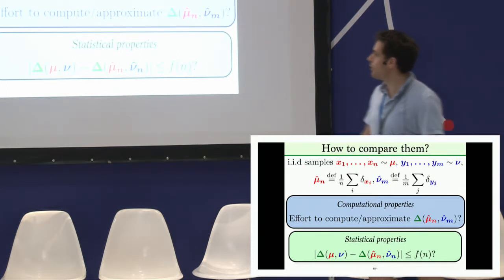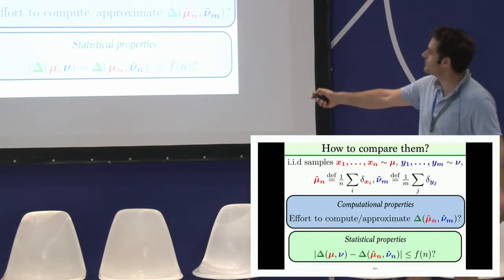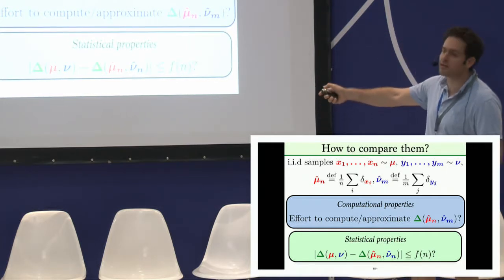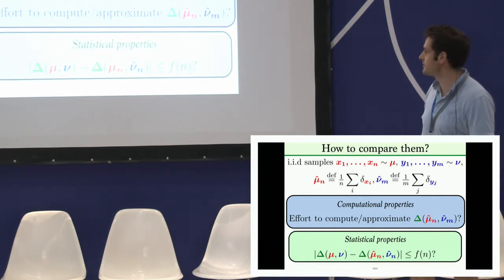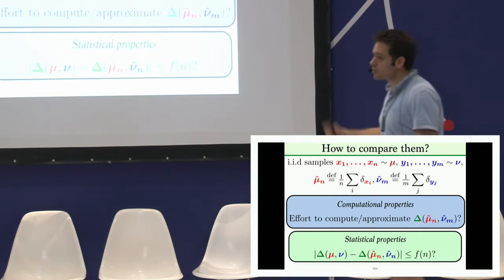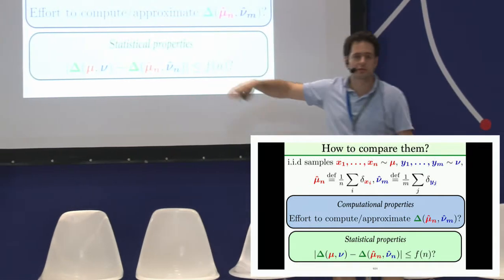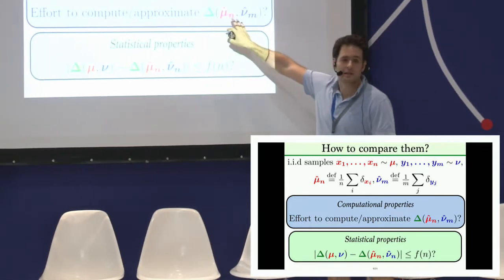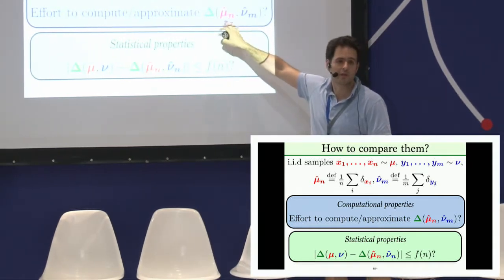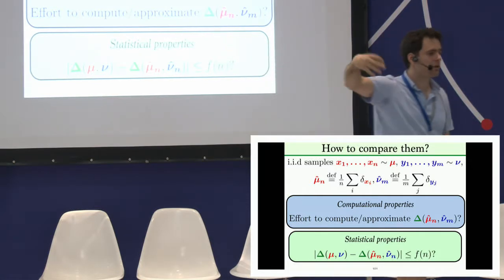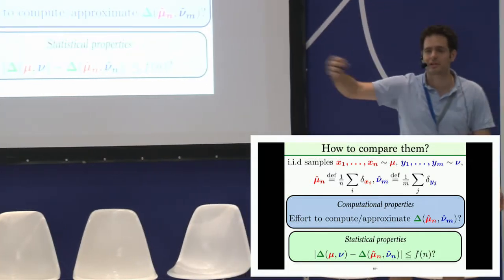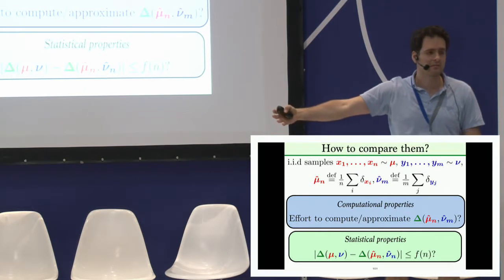Okay? Or I should probably have been less ambitious, just n. Let's say that m is equal to n to make things a bit simpler. So there's two things that you can ask. First is how, if I come up with a divergence or a distance, how costly is it to compare these two things? So if I have n points, is it going to take me linear time in n, quadratic time in n, cubic time in n?